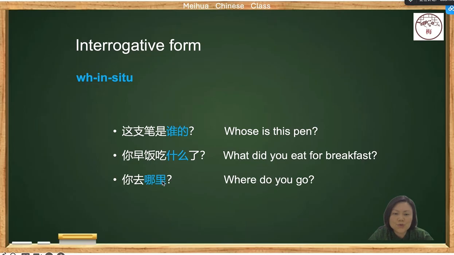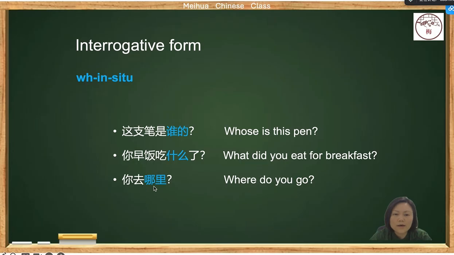你去哪里? 哪里 means where, right? It refers to a place. So actually, the declarative sentence for this question is 你去 some place. 去 means go. 你 you go. For example, 你去上海. Let's assume it's Shanghai. You go Shanghai. So this is a declarative sentence.